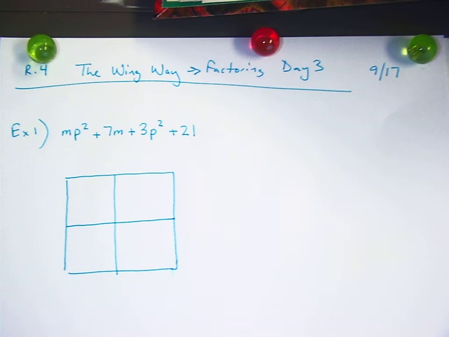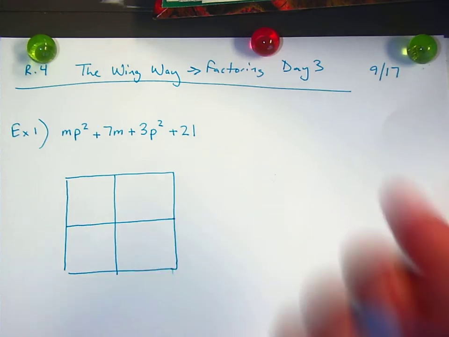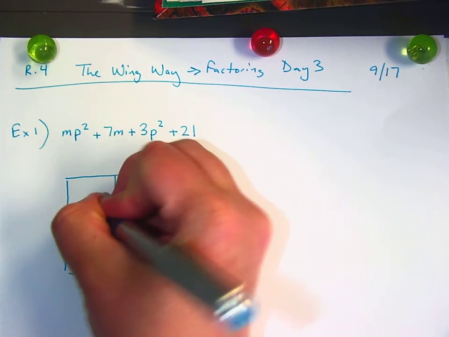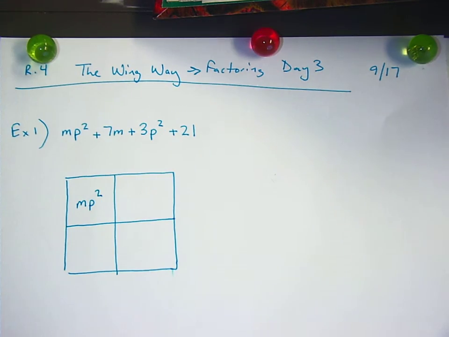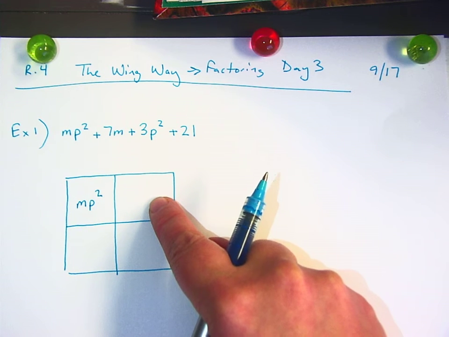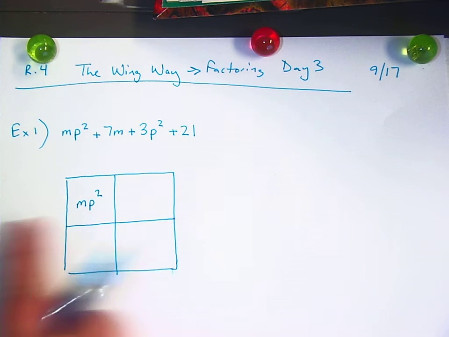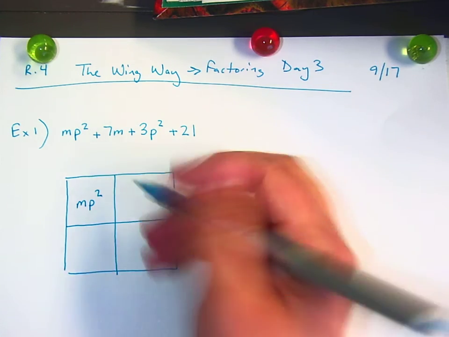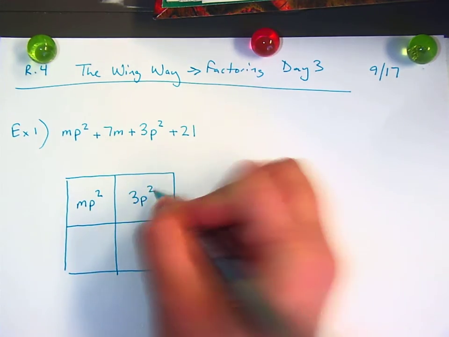You need to put stuff that is similar to other things in the same column or row. So I'm just going to start with mp squared here. What do you think I should put here? Sure, 3p squared is a great one because then they both have p squared in common. Do you see what I mean? So 3p squared would be a great idea.